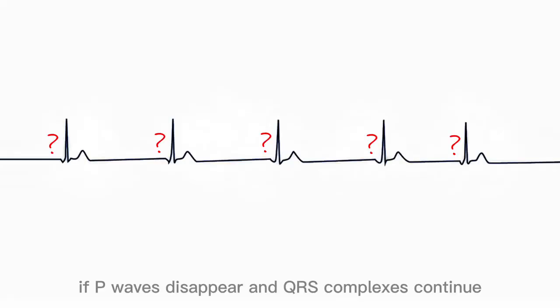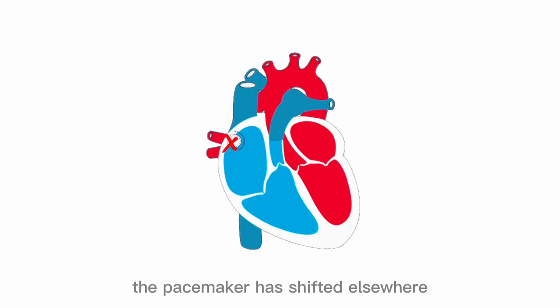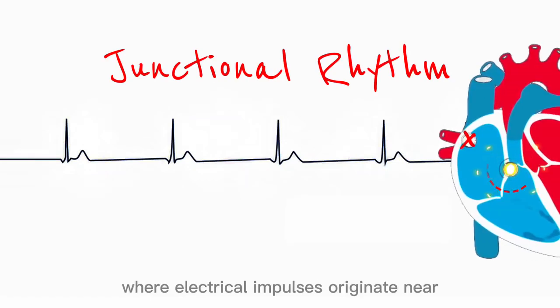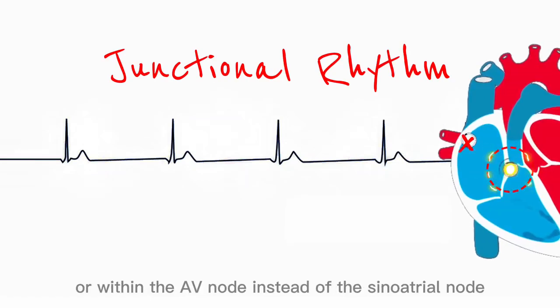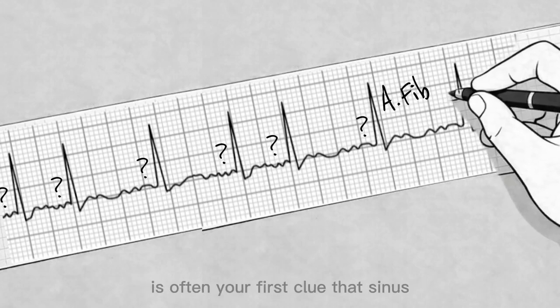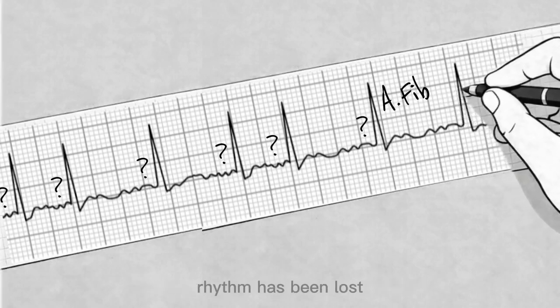Let's look at what happens when the sinoatrial node is no longer in control. If P waves disappear and QRS complexes continue, the pacemaker has shifted elsewhere, often to the AV junction. This results in a junctional rhythm, where electrical impulses originate near or within the AV node instead of the sinoatrial node. Recognizing the absence of P waves is often your first clue that sinus rhythm has been lost.